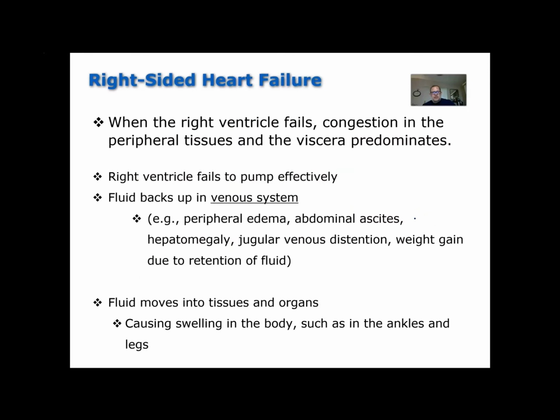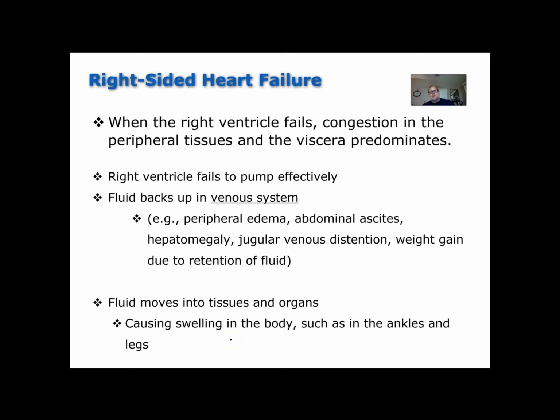So eventually, it is possible that you could have right-sided heart failure. When the right ventricle fails, congestion of the peripheral tissues and the viscera predominates. Right, because the right ventricle fails to pump effectively, and the fluid backs up into the venous system. So you're going to have peripheral edema, abdominal ascites, hepatomegaly, jugular vein distension, and weight gain due to fluid retention. All right, because if it's backing up, it's going to move into the tissues and organs, causing swelling in the body, such as the ankles and the legs.